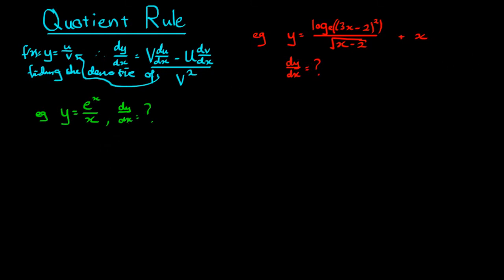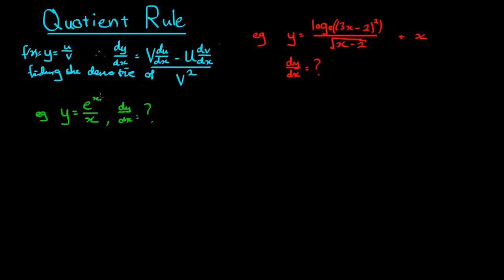So let's have a look. If we have this function where we get in the form y is u on v, then we can apply this rule here. dy dx is equal to v du dx, take u dv dx, all over v squared. And if this is looking a bit crazy to you, just look below and we'll do this example.